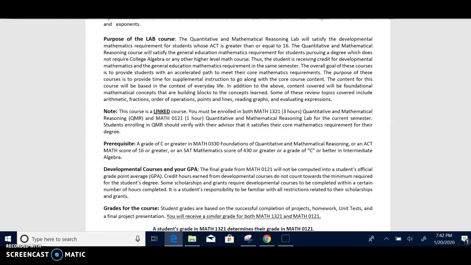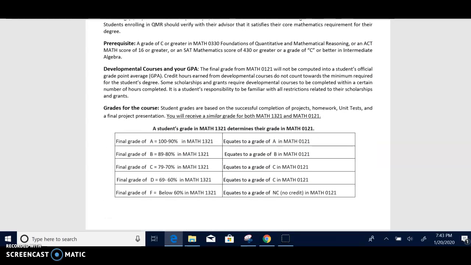The purpose of the lab was to help students get through their math credits a lot sooner than in the past. So by pairing it with the lab, those students get the developmental credit out of the way at the same time they're taking the regular course. So yeah, these two courses are linked. There's a little bit of information about the prerequisite, but your grade for the course.